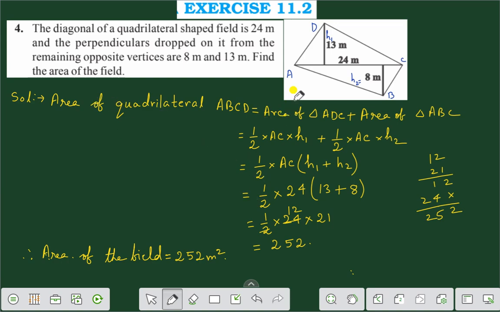Here we find the area of the quadrilateral ABCD is area of triangle ADC plus area of triangle ABC. We know that area of a triangle is half base into height, that is 1 by 2, base is AC and height is here H1. And here plus 1 by 2 AC into H2. Or we have taken 1 by 2 into AC, H1 plus H2. 1 by 2 into 24, AC, value of AC is 24, H1 is 13 and H2 is 8. So 1 by 2 into 24 into 21. If we multiply 12 with 21, we are getting 252. Therefore, the area of the field is 252 meter square.